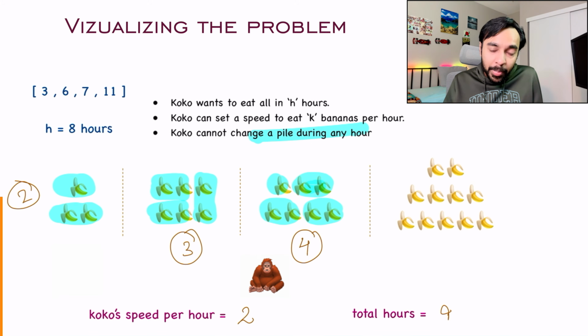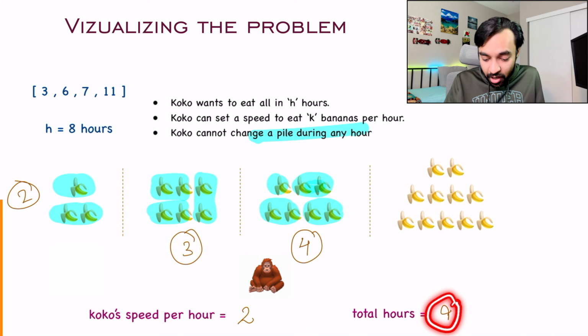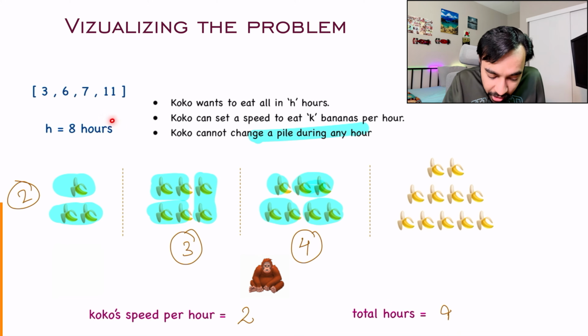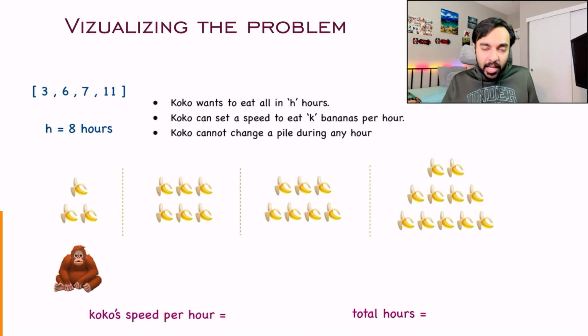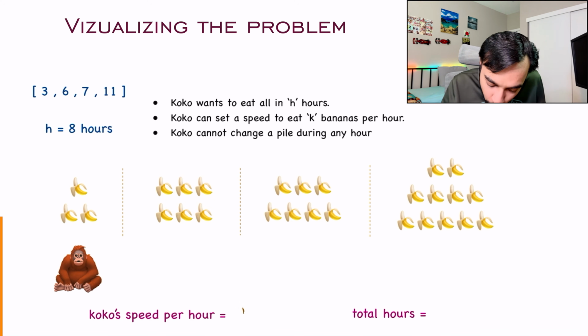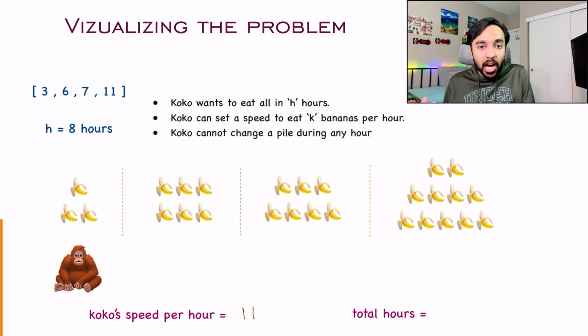Once again, what happened? She already took 9 hours, one pile is still remaining, and she only had a total of 8 hours. So this way again, her speed to eat was less, correct? Let me tell you about an extreme case now. What happens if Koko begins to eat 11 bananas per hour?